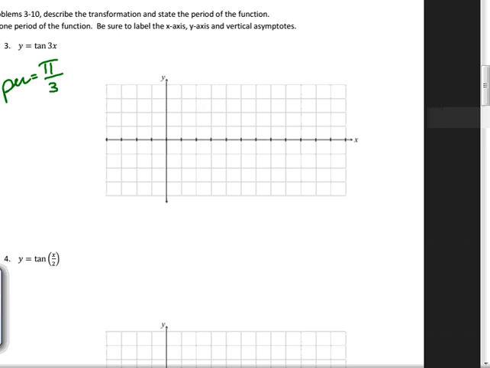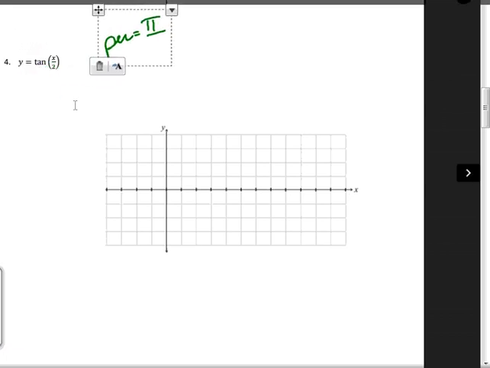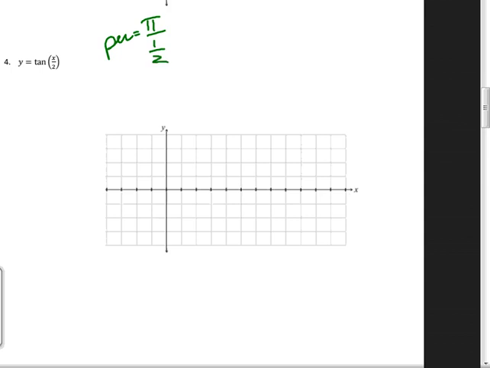This one has a b term of 1/2. If it's pi over b, then it's pi over 1/2 in this case. Well, instead of dividing by 1/2, you could times it by 2. So this becomes period is now 2 pi, which is what the normal period is for the other functions. This guy is finishing in 2 pi, which means he's going to finish twice as slow.